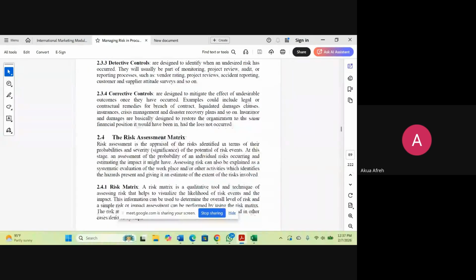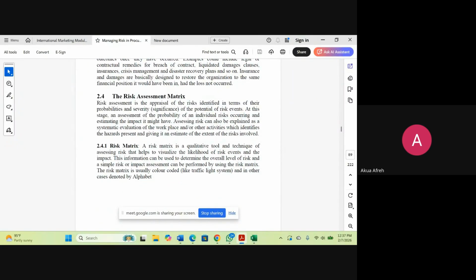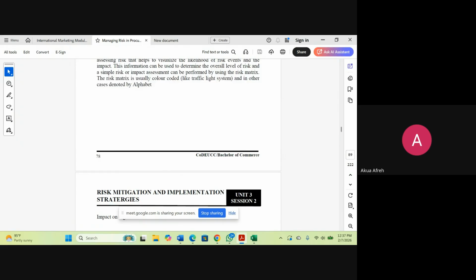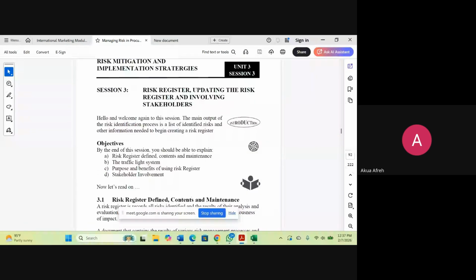You still don't have any question? We move on. In fact, with this risk assessment matrix, this is what we did last week. The assessment, the probability times the impact. We've done that already, so please, we skip this and move on. Yes, it's here. We did it last week.